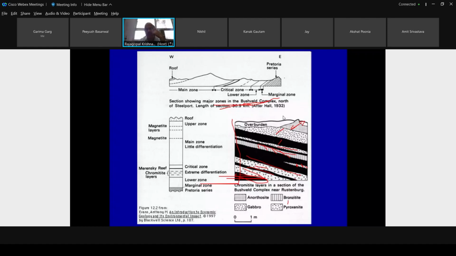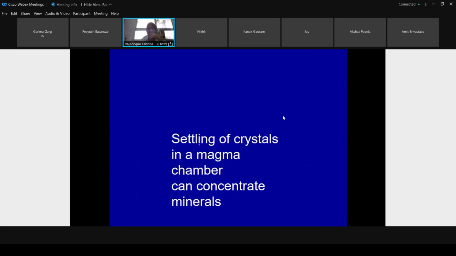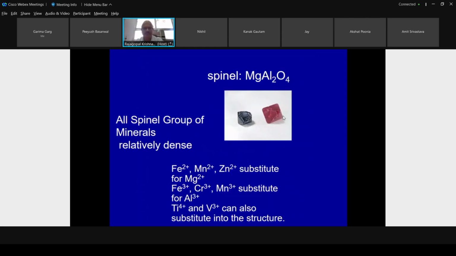So these are called layered complexes. Within the layered complex, you get the chromitite bands, or stratiform deposits. After that again you have rocks, then again you are getting magnetite. So this is late magmatic. We will discuss it when late magmatic comes. So basically these are settlings of the crystals in the magma chamber that can concentrate the minerals.